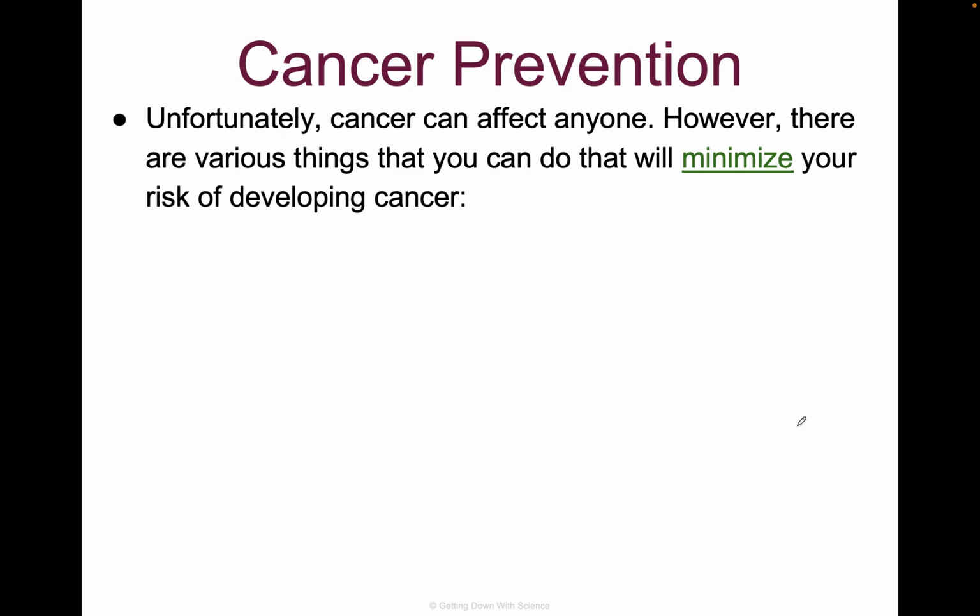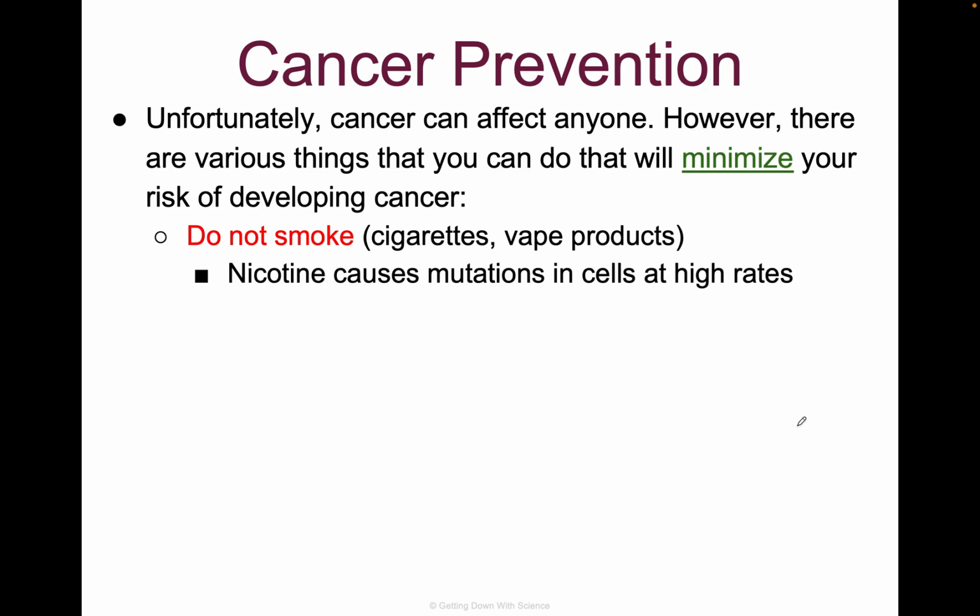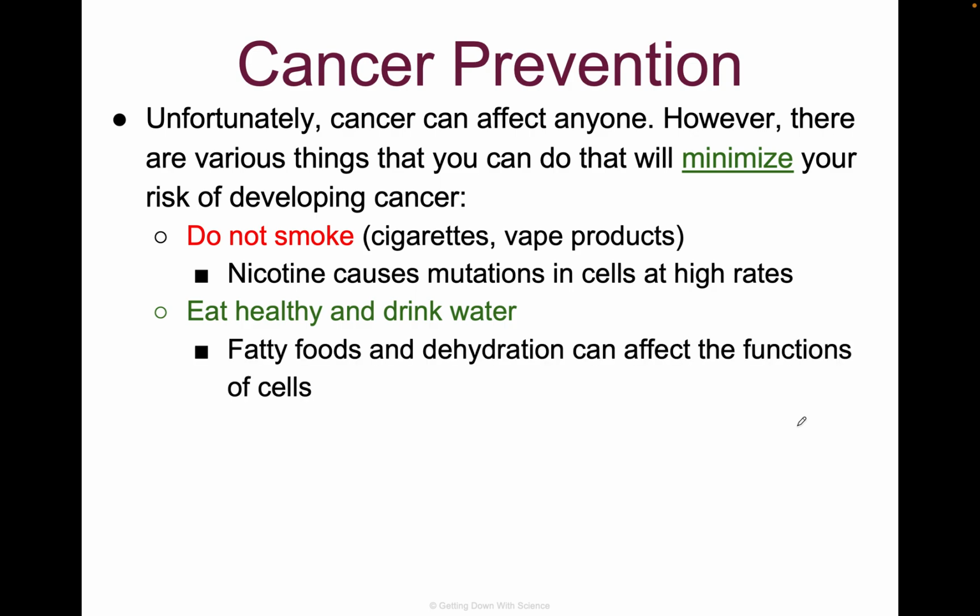Unfortunately, cancer can affect everyone. That's it. Life's about risk management. However, there are various things that you can do to minimize your development of cancer. Don't smoke anything. Cigarettes, vapes, anytime you're combusting something into smoke and inhaling it into your lungs, it's a carcinogen. Nicotine causes mutations in cells at high rates. Smoking is like the worst thing you can do for your body. Eat healthy, drink water. Fatty foods and dehydration can affect the function.